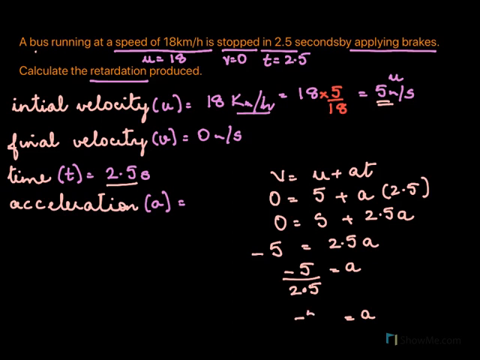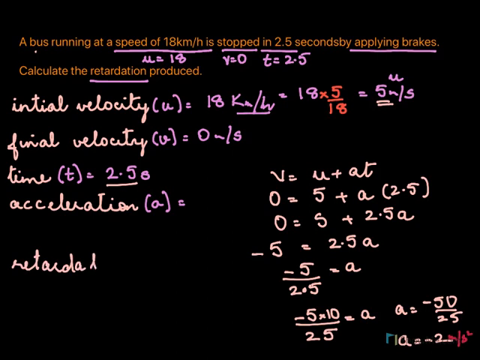So a will be equal to, now to remove this decimal, we put 10 on the top, since there was one decimal place, over 25. And when you reduce this, you get a as minus 50 over 25, and a is minus 2 meter per second square. So your retardation you will write as 2 meter per second square. You will not put a minus because retardation is given.